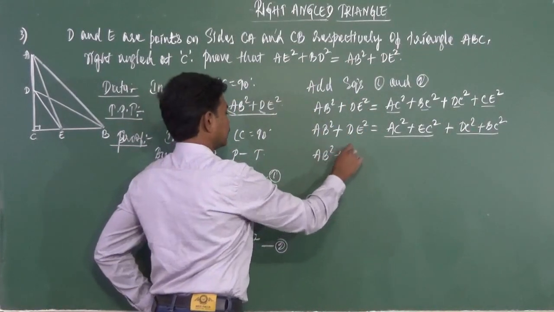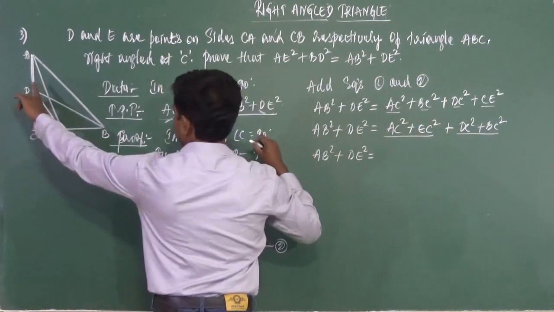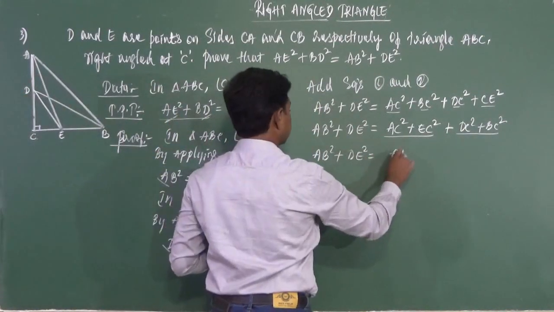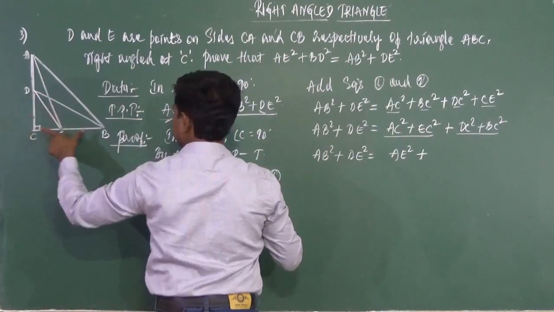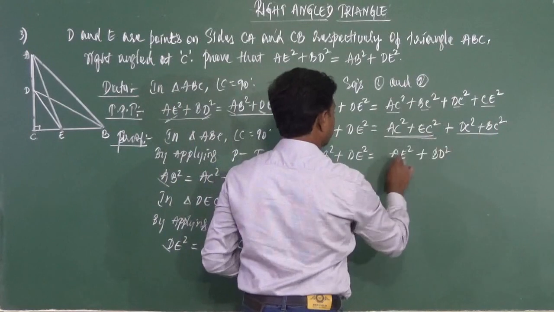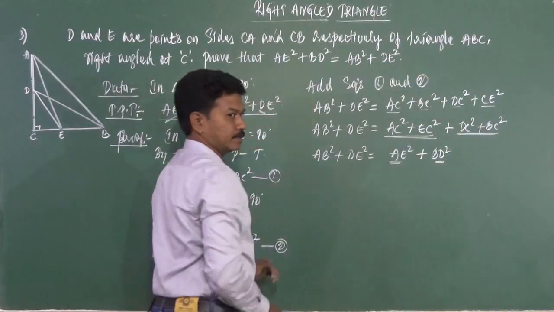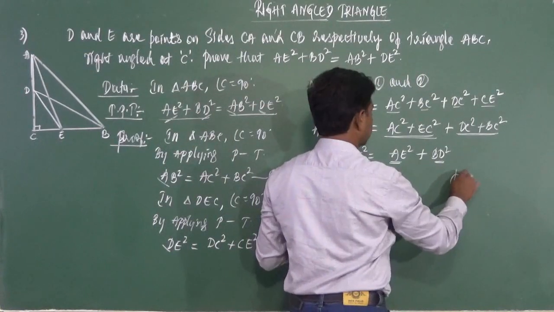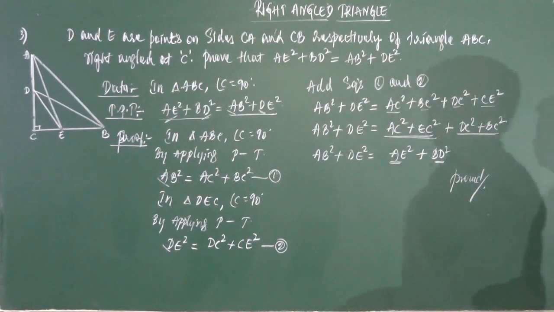So AB square plus DE square is equal to AC square plus EC square. AC square plus EC square is AE square. So that is AE square plus DC square plus BC square, which is nothing but BD square. So instead of these 2 I am going to write this according to Pythagoras theorem. So this is what we have to prove, right? So hence it is proved. So it is a 2 mark, very important rider on Pythagoras theorem.